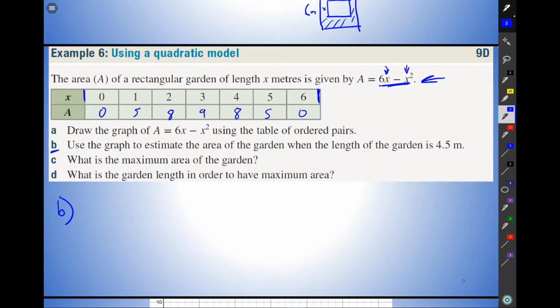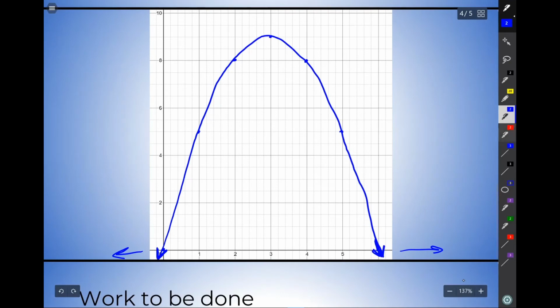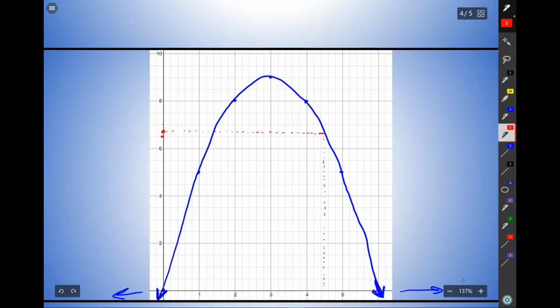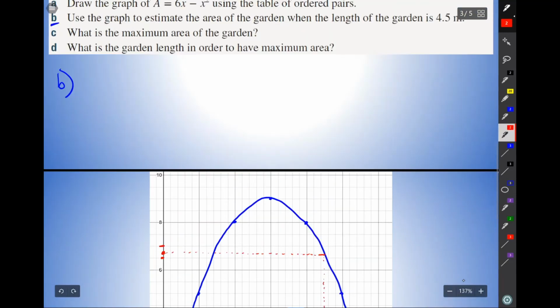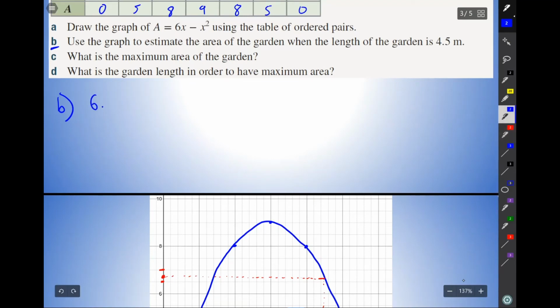Alright, so let's answer part B. Use the graph to estimate the area of the garden when the length of the garden is 4.5 meters. So what we're going to do is look at 4.5 meters here, go all the way up till we hit the blue line, and then go across and see exactly where we are. So we're in between 6.5 and 7. Let's say we're at about 6.6 meters. Sorry, 6.7. Let's go 6.7.